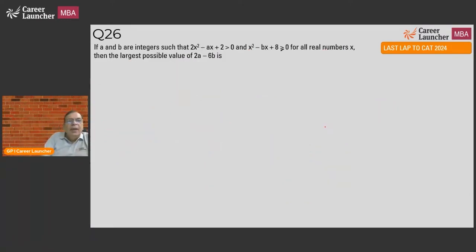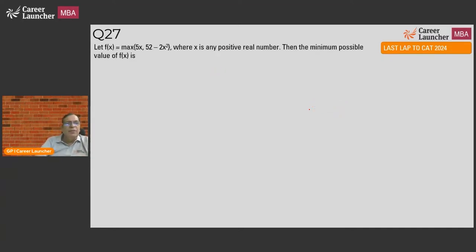If a and b are integers such that 2x square minus ax minus 2 is greater than or equal to 0, and x square minus bx plus 8 is greater than or equal to 0 for all real numbers x, then the largest possible number. No idea? Leave. I am not interested in thinking. If a question wants me to think a lot, I am not interested. If I have a broad idea and with a little bit of thinking I can get the answer, I'll look at it in round 2. This is a leaving question.